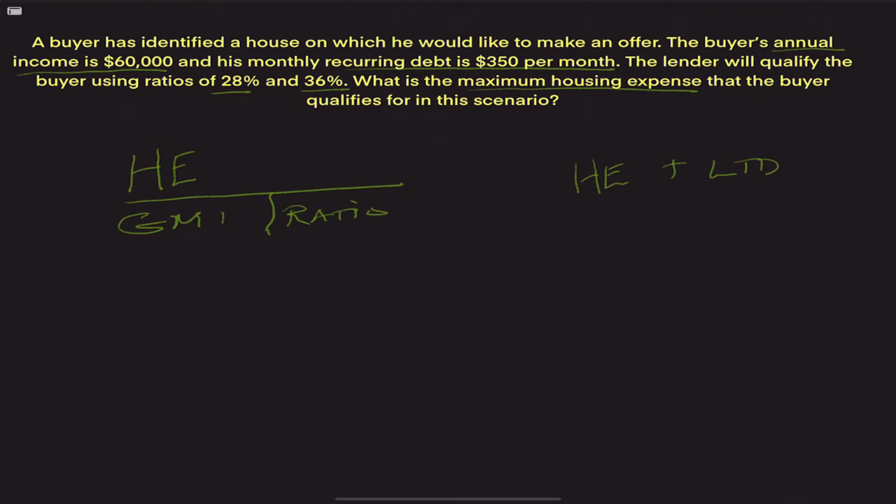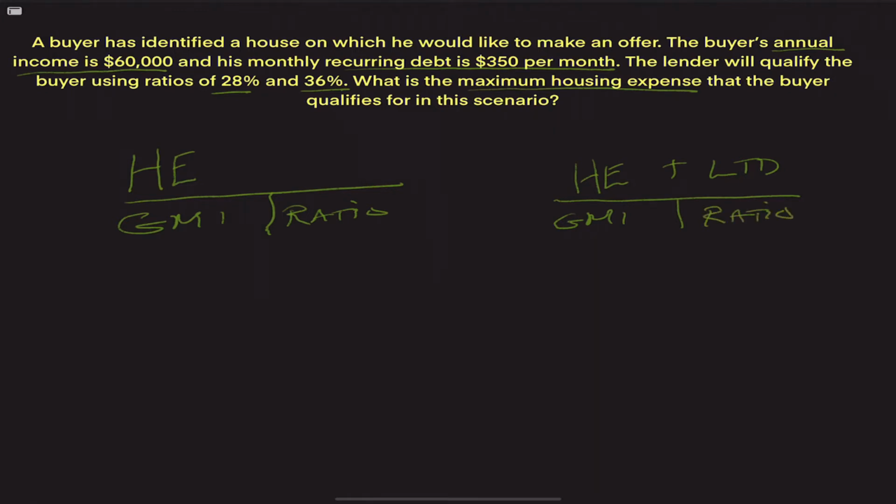The problem used recurring debt. This is not meant to be a trick. Typically they will say something along the lines of long-term debt, recurring debt, or debt other than housing. Notice that the bottom of the T-bar is going to be exactly the same. It's based on your gross monthly income and of course your ratio.